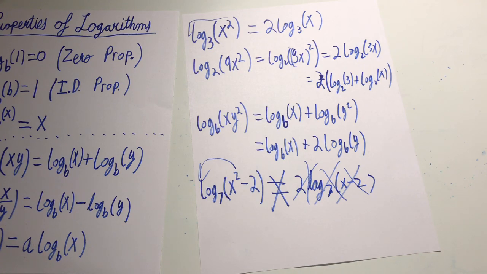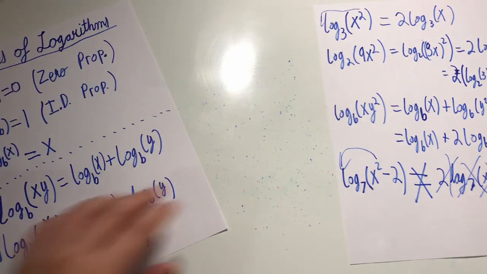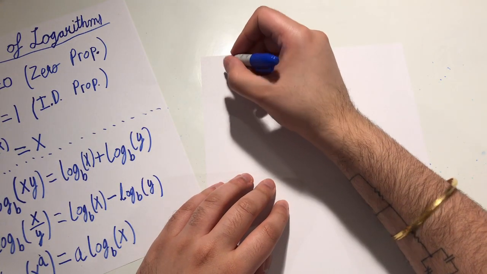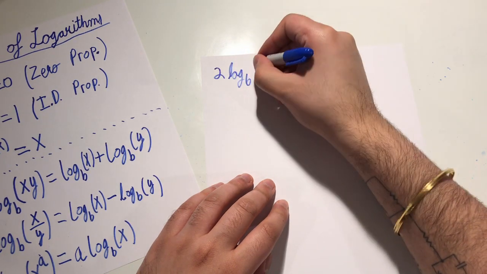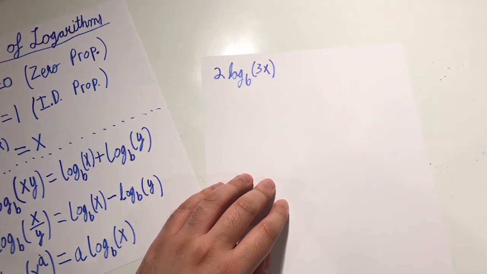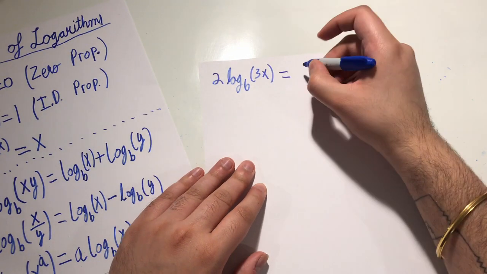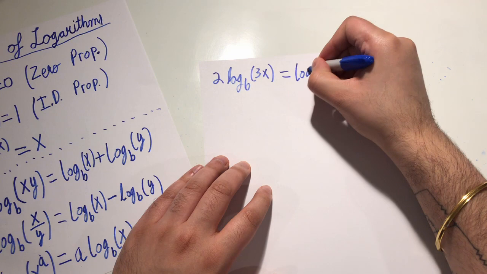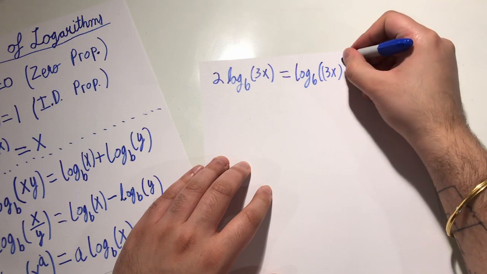Now, for the previous examples, I did something in one direction. Let me try to work it in the other direction. So say we have 2 log base 6 of 3x. How would we convert that? How would we bring the 2 back in? Well, the 2 would just become the exponent of everything inside the logarithm. So I just have logarithm base 6 of 3x in parentheses, all raised to the second power.